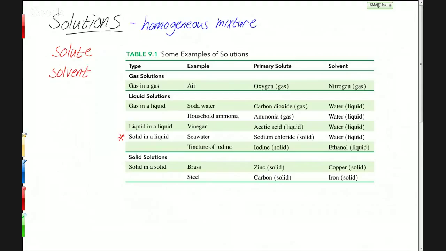Nope, not in this case. Simpler than that. But yeah, that's it. It's just the amount. So whatever there's the most of is called the solvent, and whatever there's less of is called the solute.